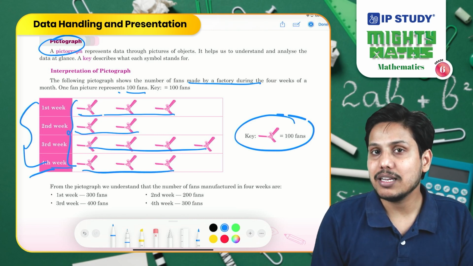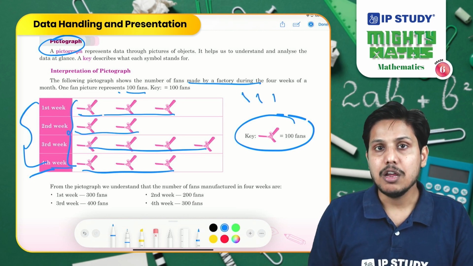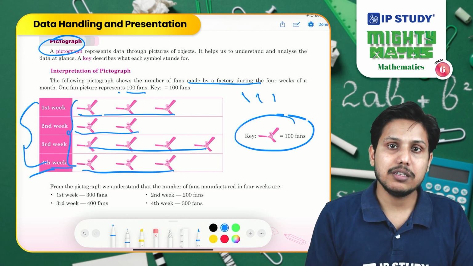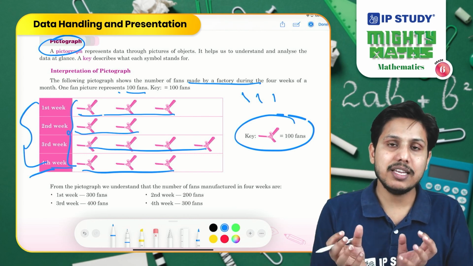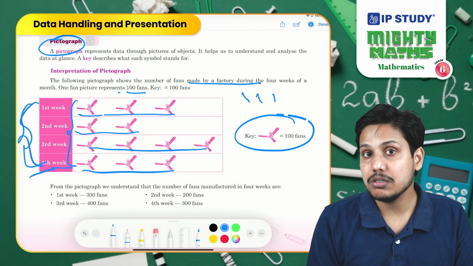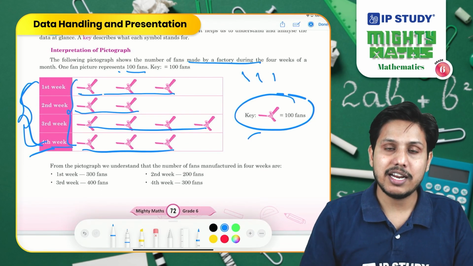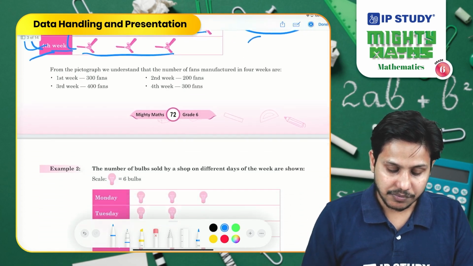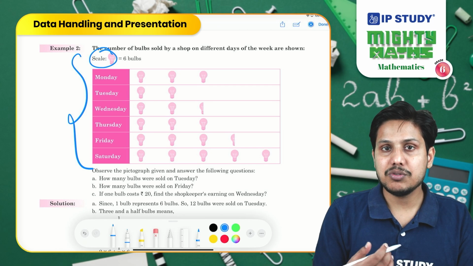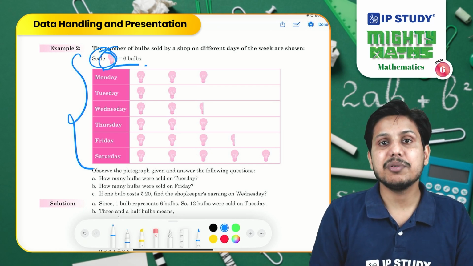So this makes it easy to represent a large amount of data, because let's suppose if you want to draw tally marks for 400 fans, it will be quite a difficult task to do. So here comes the pictograph, which makes it easier, and we can represent it in a simple method using pictures, and the picture is called a key, as I have told you, and each key has a value that is assigned as per the data that is given. Yes. Now here is one more example that you can go through, and the key or scale, we can use scale or key as the name given to this. So the scale is that one single bulb represents 6 bulbs here.